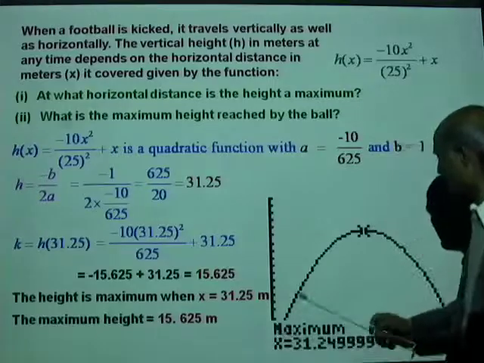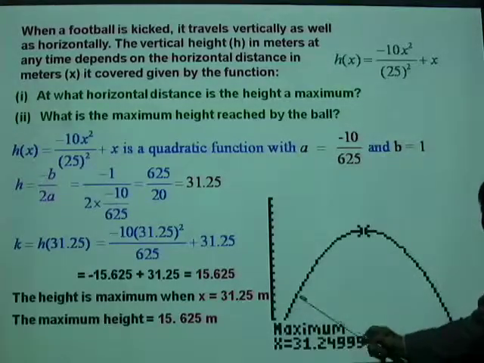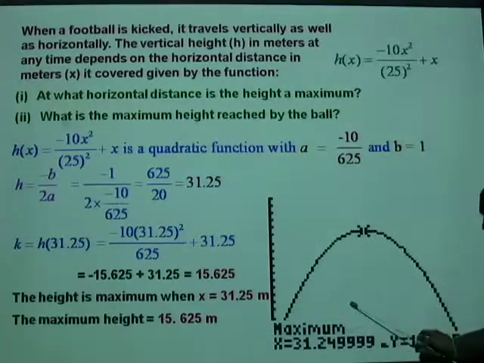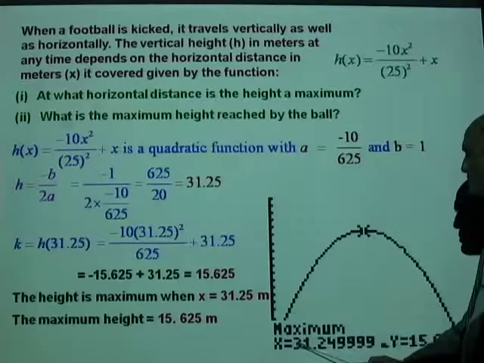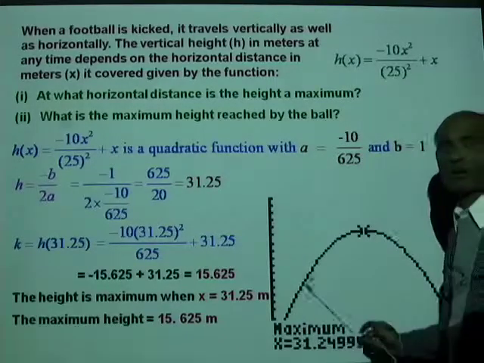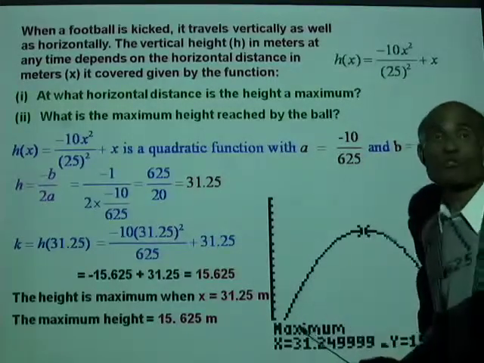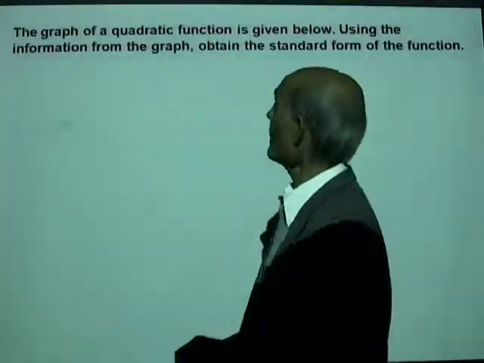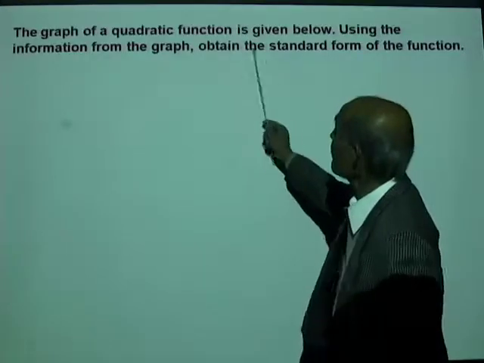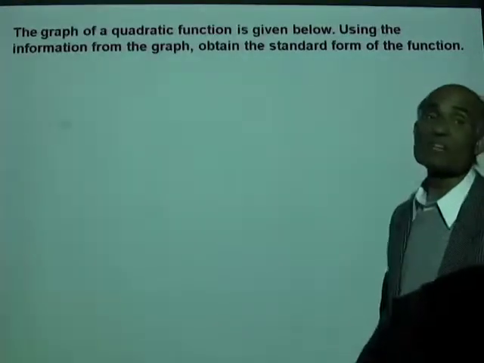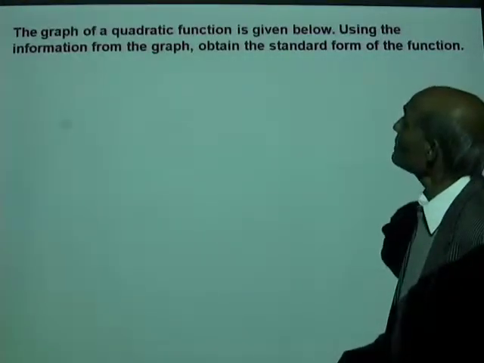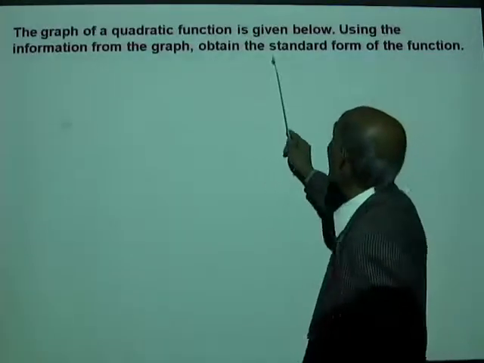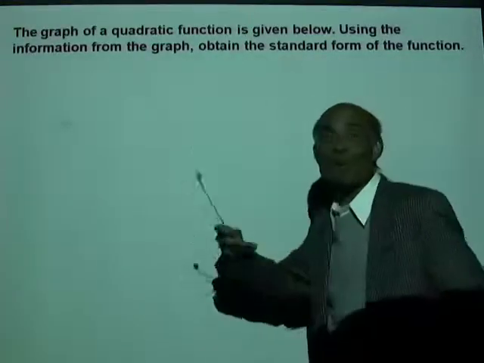Alright, and here is the graph of the path of that ball. The ball kicks like this. The maximum height is 15.625 and the maximum occurs at 31.25. Now draw the graph of this on your own and check this. Alright. The graph of a quadratic function is given below. Using the information from the graph, obtain the standard form of the function.